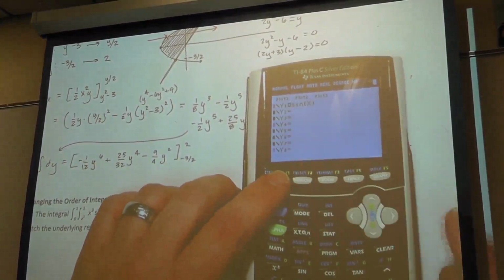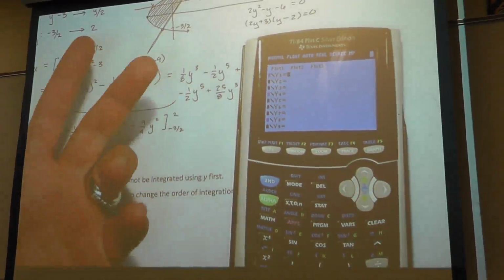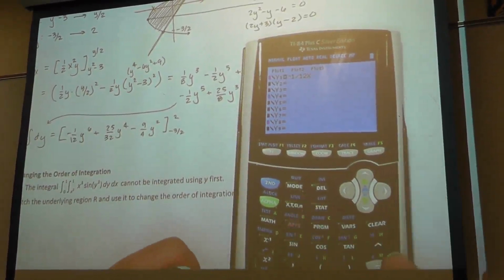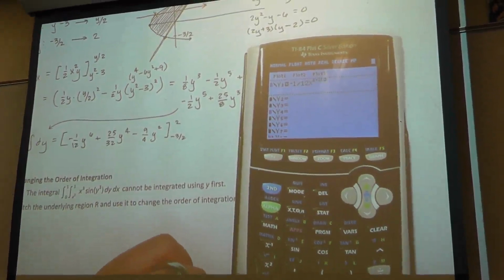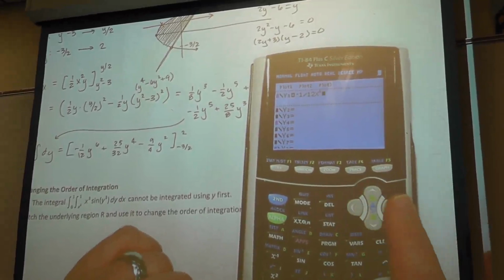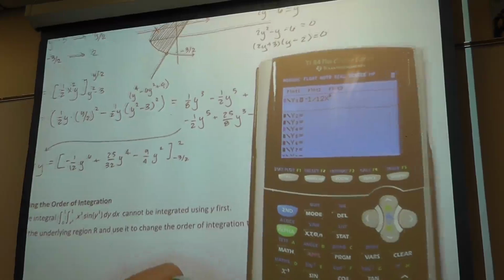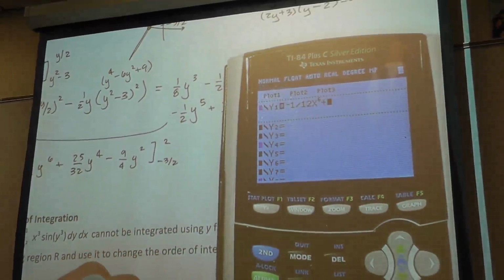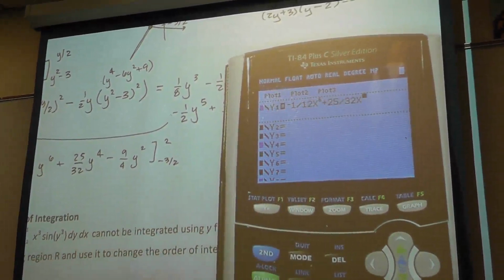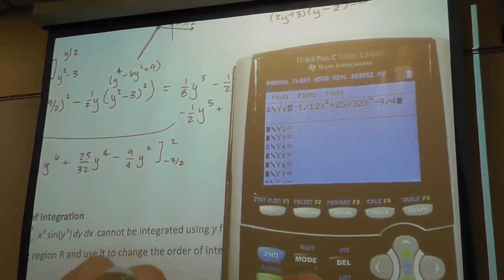If I type in a function for y1, ideally for this purpose I'm going to type in my antiderivative. Of course I have to use the variable x, but it's not a big shift. So negative 1/12 x raised to the sixth, and that is in the numerator. It knows its order of operations, I promise. And then plus 25/32 times x raised to the fourth, minus 9/4 times x squared.